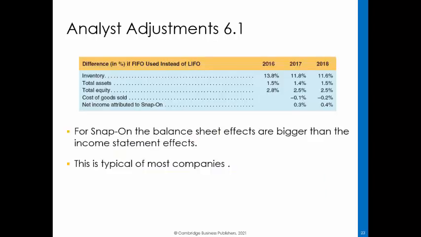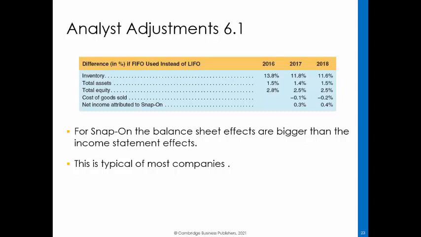LIFO to FIFO adjustments are crucial when we compare companies and when comparing a company to an industry benchmark. Further, the adjustments are necessary if we compare the company to itself over time. This is because the LIFO reserve that is built up in early years might be liquidated and then built up again and so forth, thereby changing the relative size of the reserve.